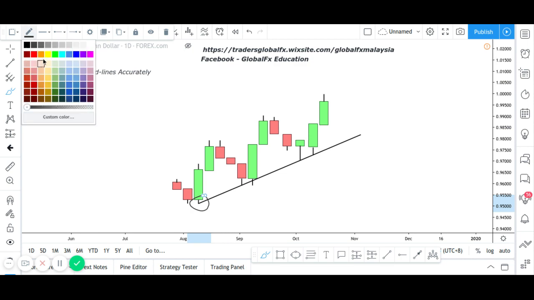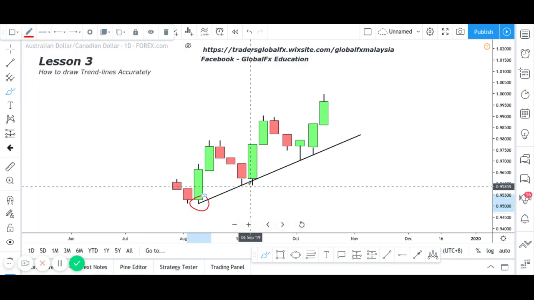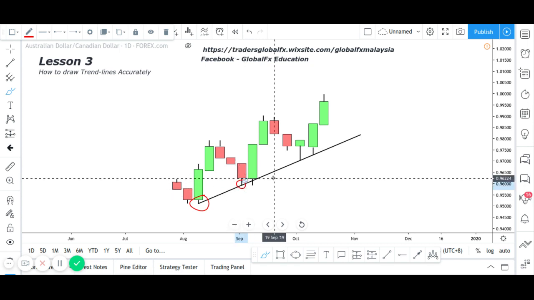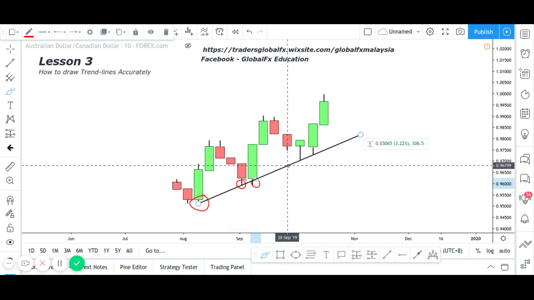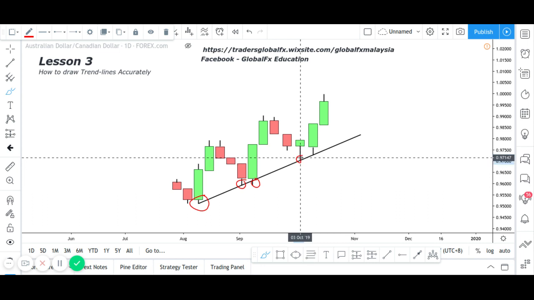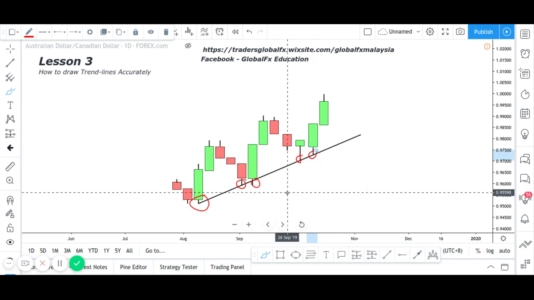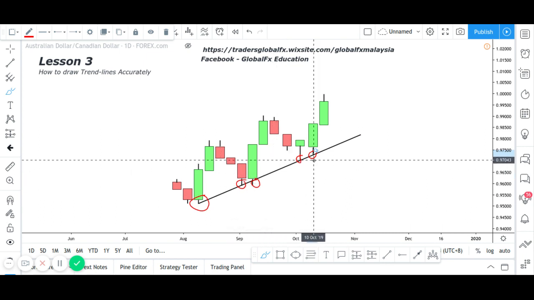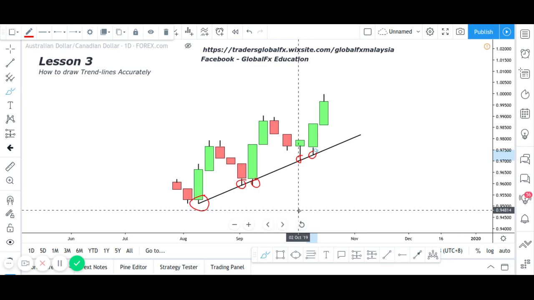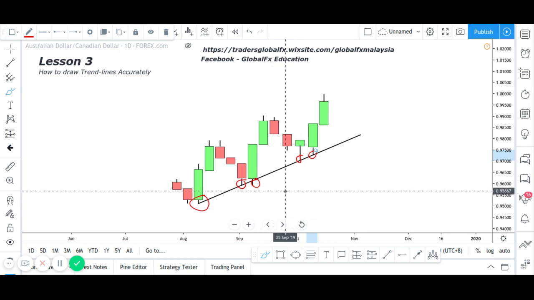Okay, let me just change this for you guys so that you can see nicely. We have another touch over here, another touch over here, and also another touch over here and another touch over here. So this is basically 1, 2, 3, 4, 5 touches of this dynamic support, and this is a very, very valid dynamic support for drawing trend lines accurately.